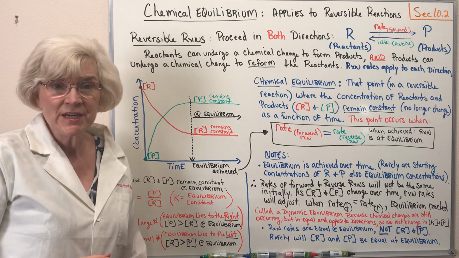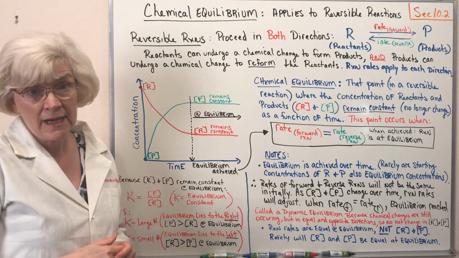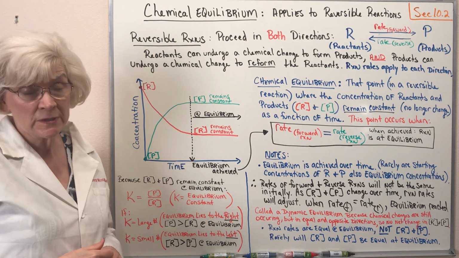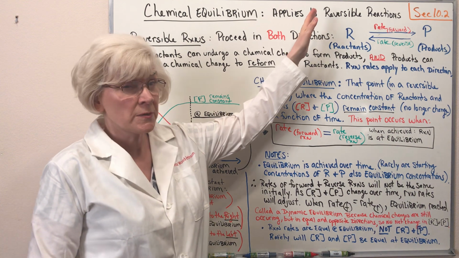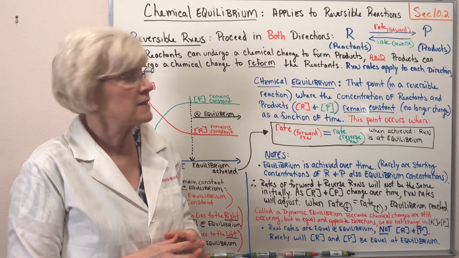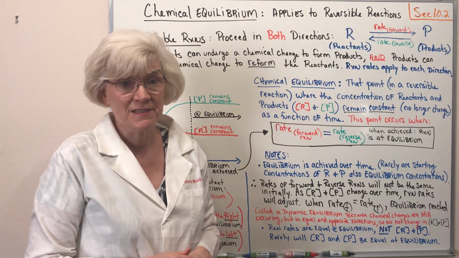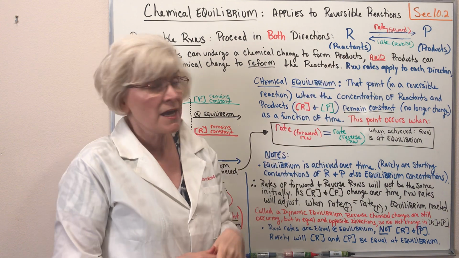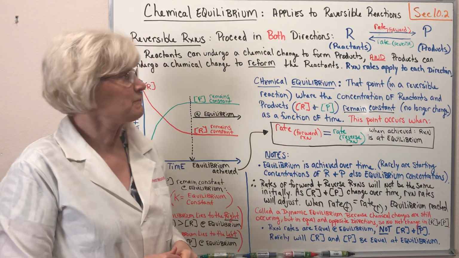We're now going to turn our attention from chemical kinetics to a closely related topic, which is chemical equilibrium. Notice that chemical equilibrium applies to a new concept that we have not talked about prior to this point. It applies to something known as reversible reactions. This information in Chem 2A is found in Chapter 10, Section 10.2.